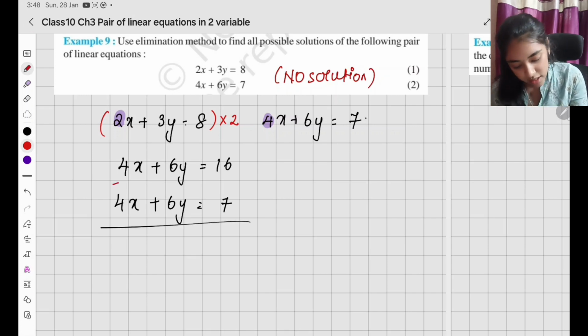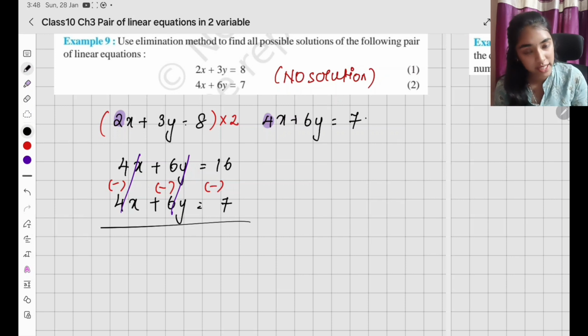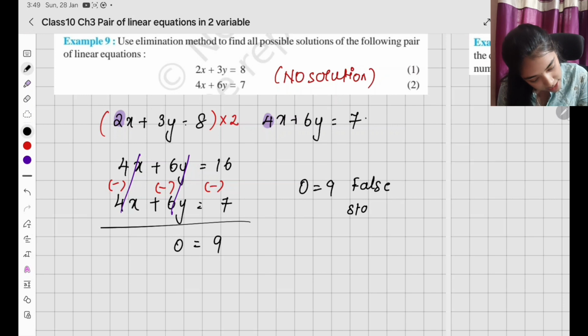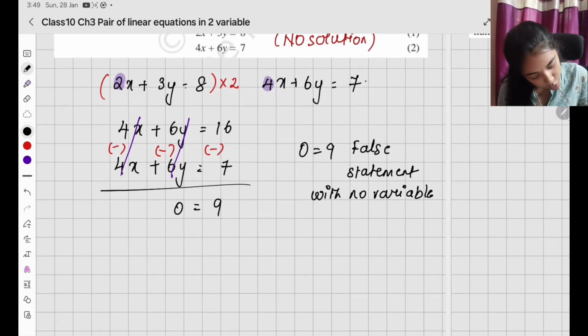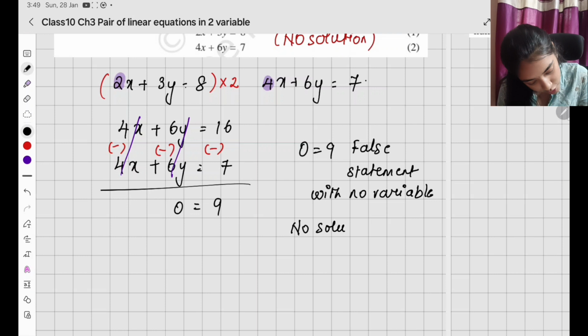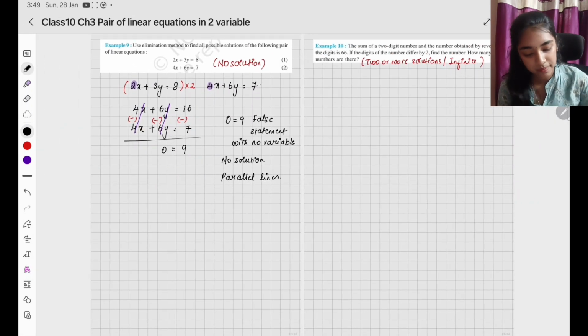Now when I subtract 4 minus 4, 6 minus 6, 16 minus 7. இப்போ என்னாச்சு? 4x is getting cancelled and 6y and 6y are also getting cancelled. So I have 0 equals 16 minus 7 is going to be 9. We have 0 equals 9, which is going to be a false statement with no variable, which means we have no solution. Okay, no solution na we are talking about parallel lines, no intersection. Okay, parallel lines. Punjada, please copy.